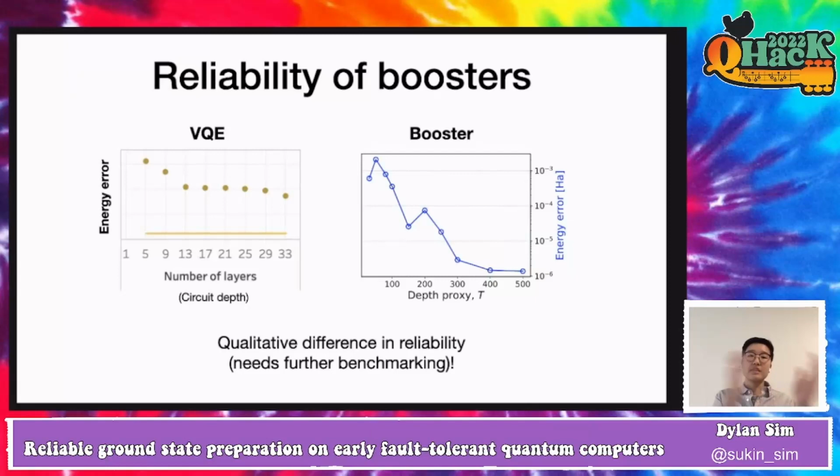Going back to this idea of reliability of boosters, I wanted to show some qualitative difference in reliability between methods like VQE and the booster. Of course, this is not a fair apples to apples comparison because these two plots show different ground state preparation problems, but it was for the qualitative purpose. On the left, for VQE, this is the same plot that I showed earlier to talk about the fact that VQE can be quite unreliable. There are cases in which even if you add in more and more circuit layers, you don't see this nice conversion of depth to improvement in performance.